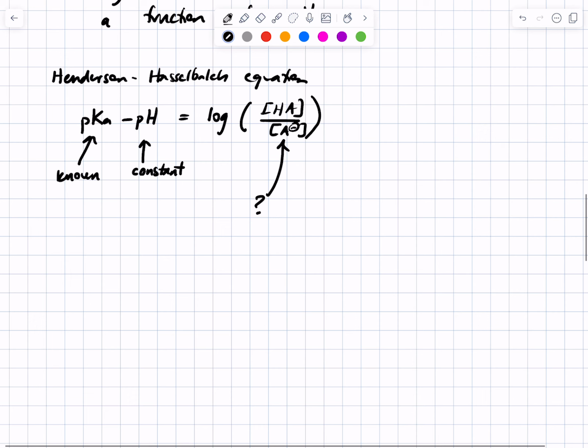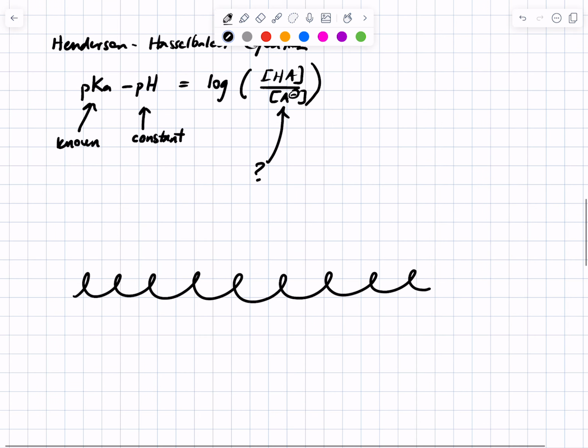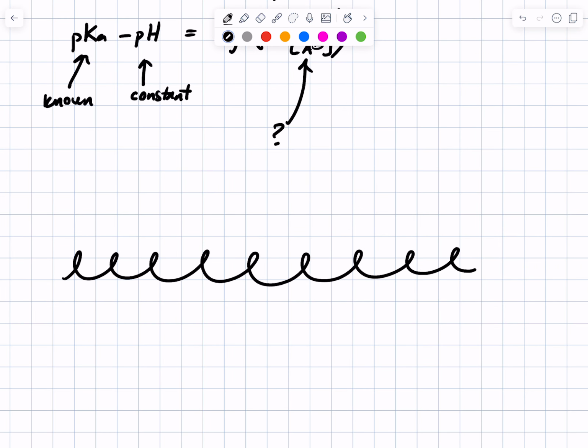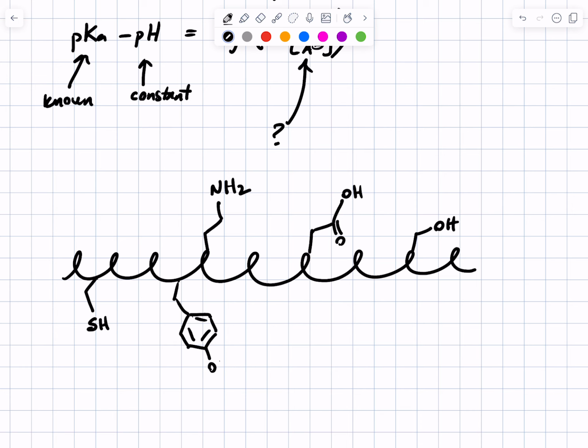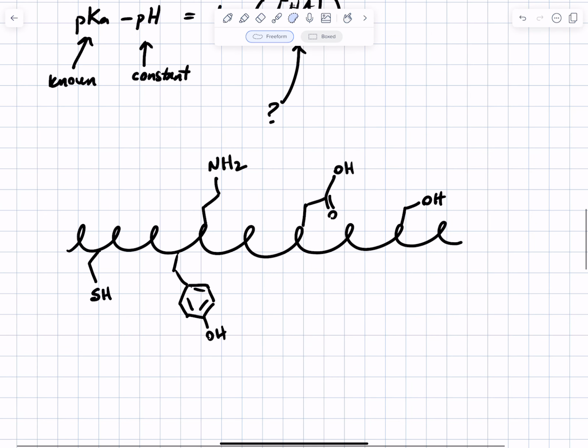Let me show you how this plays out. Imagine a very scary large biomolecule, and imagine there are groups hanging off this biomolecule that have the potential to be acids or bases. So there's a carboxylic acid. There's an alcohol. There's a thiol. There's another alcohol, only this one's a little bit different because it's attached to a benzene ring. I could think of some other ones, but that may be good enough to get started.